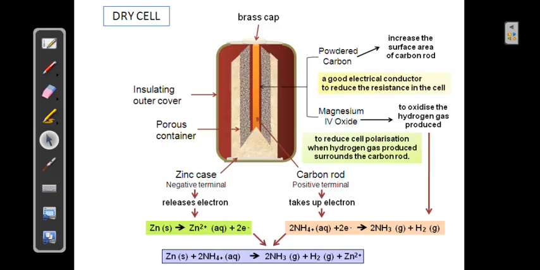So the overall equation shows here as zinc in solid plus 2 NH4 plus in aqueous will yield 2 NH3 in gas form, plus H2 in gas form, plus zinc ion, zinc 2 plus.